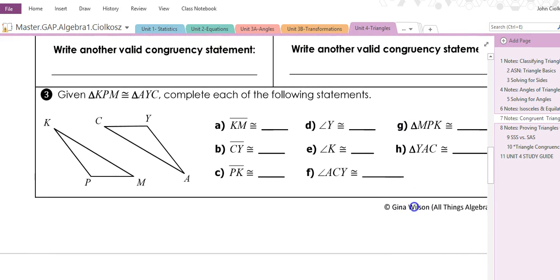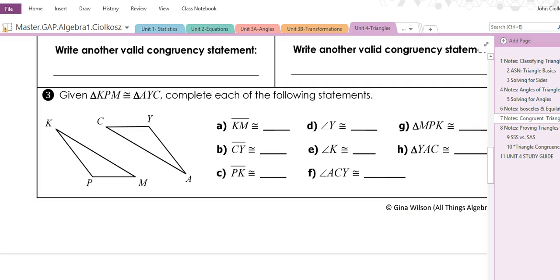Alright, let's take a look here at number 3. First thing, when we're given a statement, it helps to label things. KMP, I'm just going to label these 1, 2, 3. AYC, 1, 2, 3. I like to use numbers. You can use letters, you can use shapes, whatever you want. So let's think. KM is congruent to 1, 2, so 1, 2 is AY, CY.